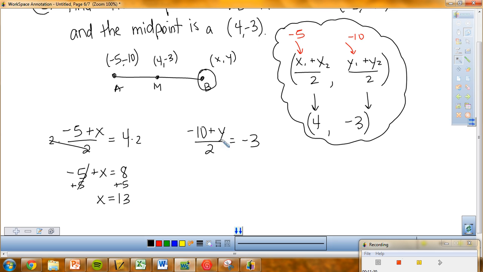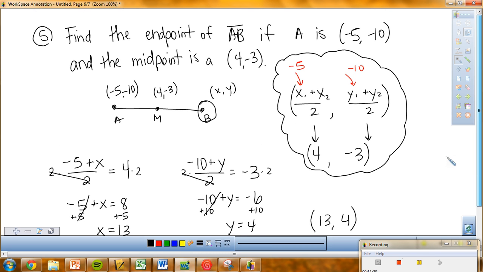Here I need to do the same thing to find my y. I multiply by 2, multiply by 2. So -10 plus y equals -6. I'm going to add 10 and add 10. So y is going to be equal to -6 plus 10 is 4. This is my x, this is my y, so my other endpoint has to be 13, 4.